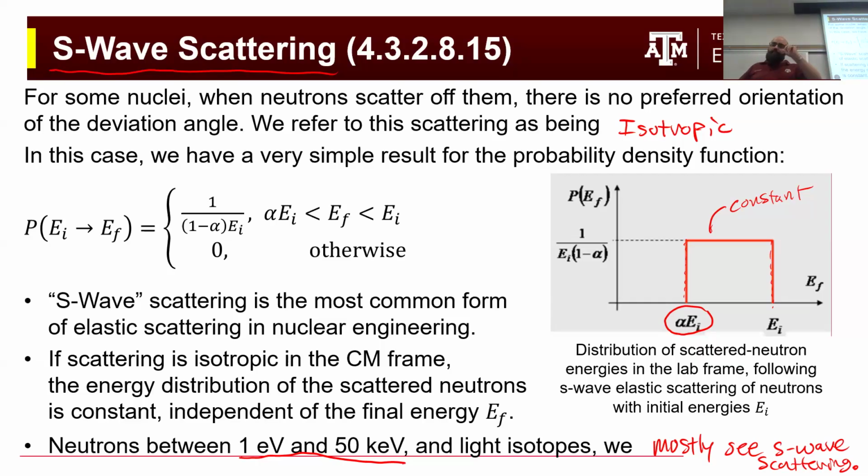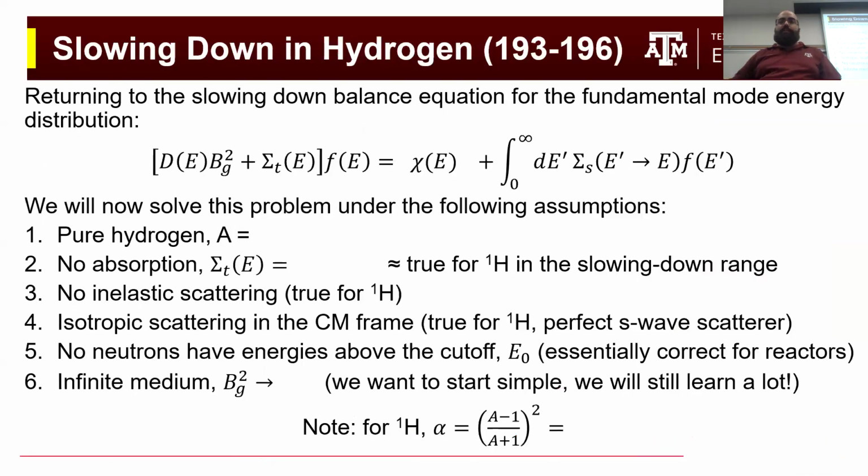So that was our detour into talking about scattering in more detail. And now that we know about S-wave scattering, we have a way to characterize the probability density for those neutrons that participate in S-wave scattering. And therefore, we could plug this into our equations to be able to move forward with the solving process. So just returning down to that slowing down balance equation that we had, we're now going to solve this for a special case, which would be an infinite medium of pure hydrogen.